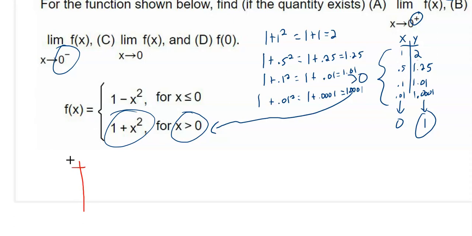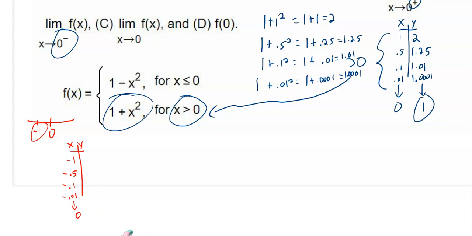So we're going to do the same thing. We'll make a chart. This time, we're approaching 0 from the left-hand side. So 0 is right here. The left-hand side of 0 is -1, -2. So we'll just start at -1 and then slowly work our way back to 0. So we'll try -0.5, -0.1, -0.01. Getting closer and closer to 0, right? That's what we're approaching there.